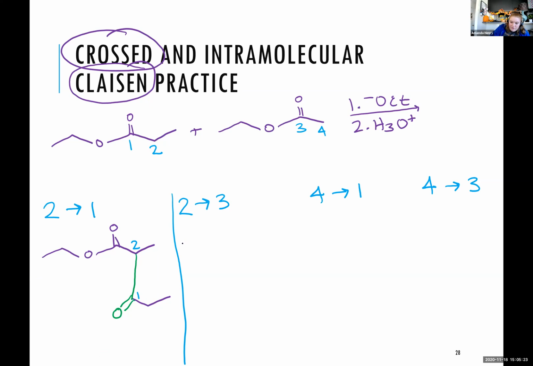We can do the same thing as we go down the line. So here's carbon 2, here's carbon 3. So now we're doing the crossed version because they're not the same molecule. So we're going to go from our alpha carbon to our carbonyl. Because this is an ester, we can kick off that leaving group. I'm going to redraw my carbonyl at a better angle. There we go.